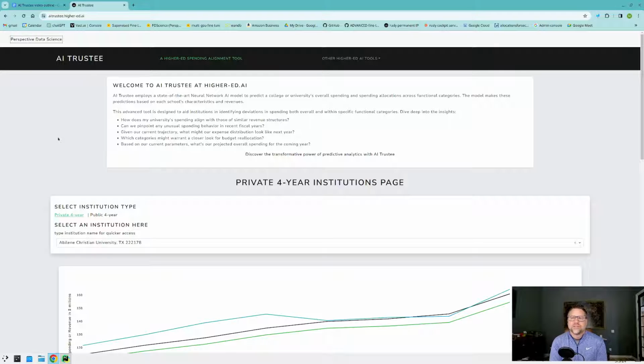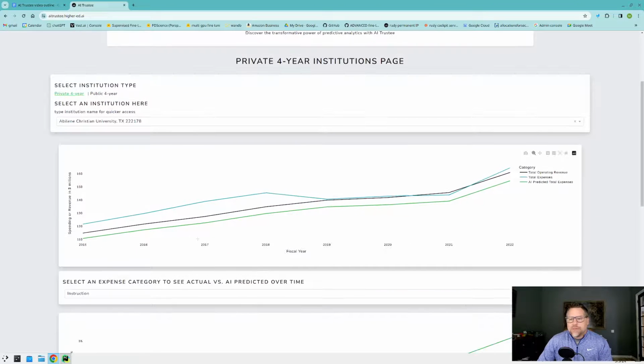And so that's where AI Trustee comes in. AI Trustee is going to point out these differences using this AI approach that I already mentioned. So this is all about spending. What AI Trustee is going to do is compare an institution's current spending versus their revenue versus what the AI would predict would be their spending. And the AI is going to predict using that neural network approach that I'm going to outline in more detail in a minute.